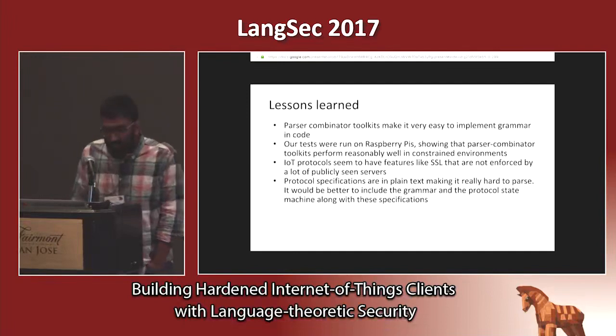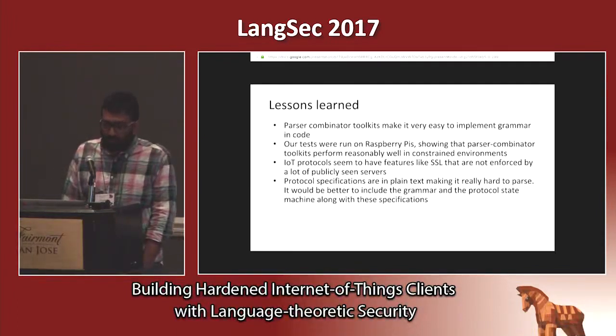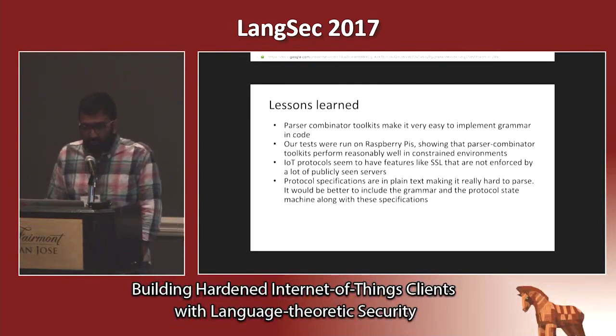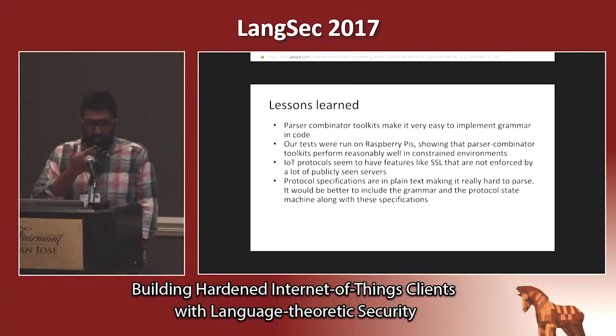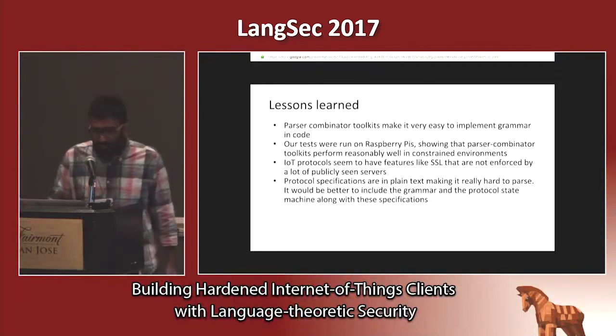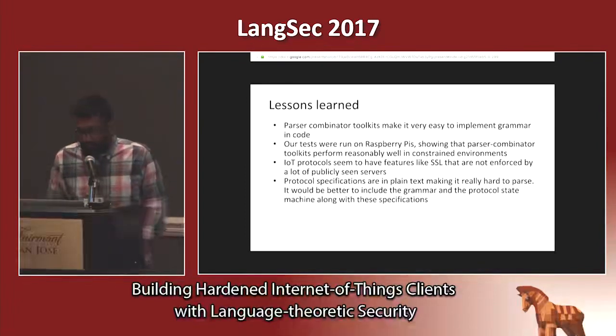Okay, so the lessons that we learned from this project were that parser combinator toolkits make it really easy to implement grammar in code, and the implementation that we developed ran really well on Raspberry Pis. It ran as good as existing publicly available implementations, just that in some cases, depending on the language, it was slightly slower. And IoT protocols seem to have a lot of features and a lot of security features, and half of them seem to not be enforced by a lot of implementations.